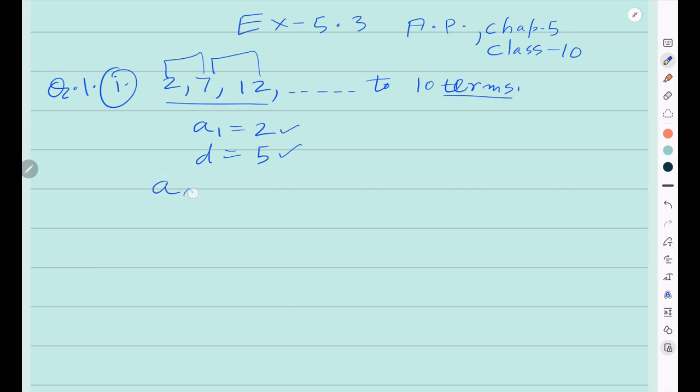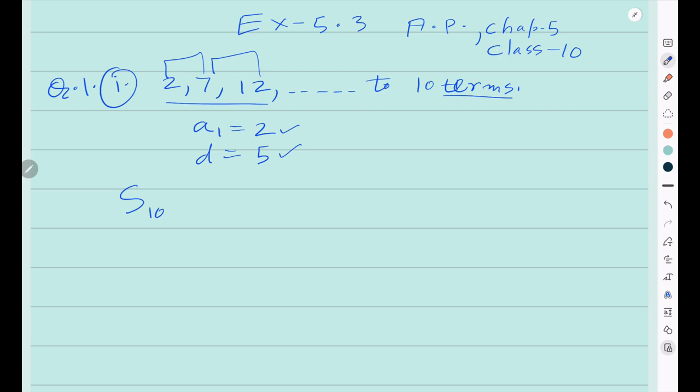Then we can apply an, which we can also say a10, because we need to find the 10th term. Oh no, not the 10th term, but the sum up to 10 terms. So that could also be found out very easily. Sorry, the sum up to 10 terms is to be found out.